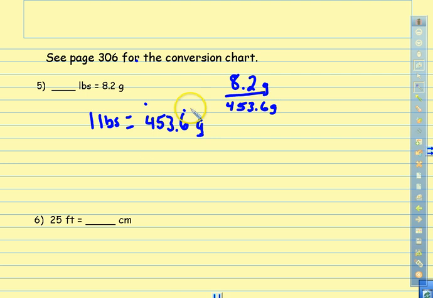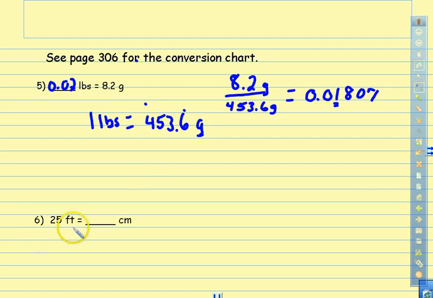So when you simply take this number and divide it by 453.6, you'll see that you actually end up getting 0.01807, and it goes for quite some time. We're going to round this to the nearest hundredths, and so therefore pounds would be 0.02 pounds. So it's actually only about 2/100ths of a pound equals 8.2 grams.